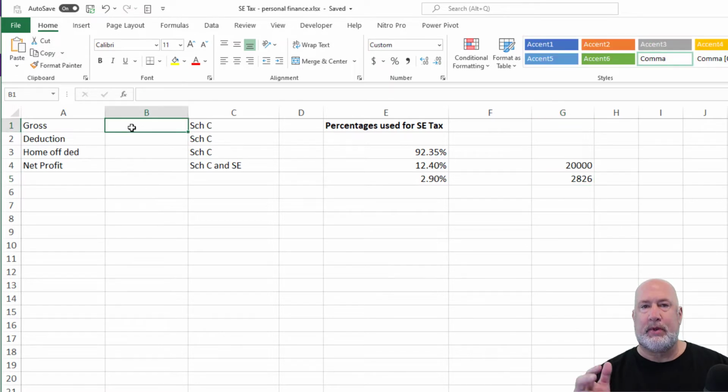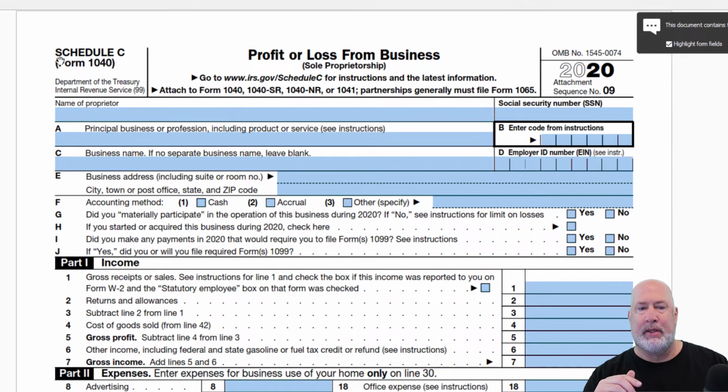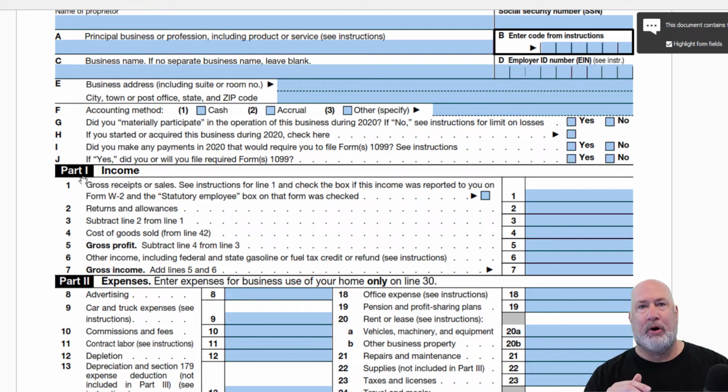So a couple forms you need to know about. You don't have to fill them out. Get a CPA, use tax software. But I just want to cover on a high level these forms. We have what's called a Schedule C if you're self-employed. Here is your Schedule C, profit or loss from a business, and notice underneath it says sole proprietorship. This is if you're self-employed. Your income is in Part 1 here, your gross receipts.